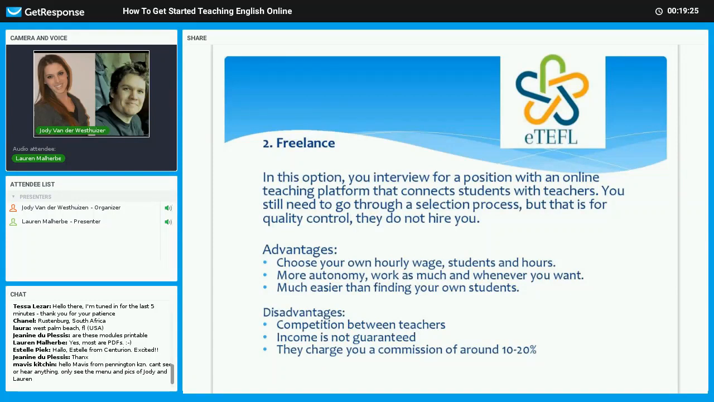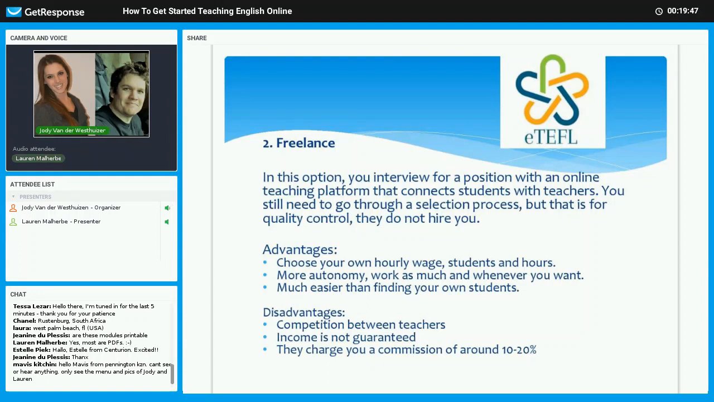You can work as much and whenever you want, and it's much easier than finding your own students. All right? So the disadvantages: the competition between teachers. This takes longer as well to get recognized as a good teacher, because you are on your own. The platform doesn't support you that way. So you've got to build up a reputation and slowly but surely make a name for yourself.